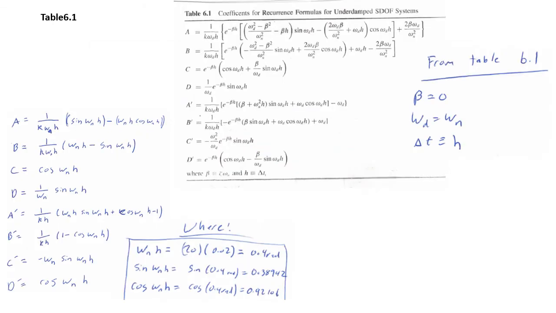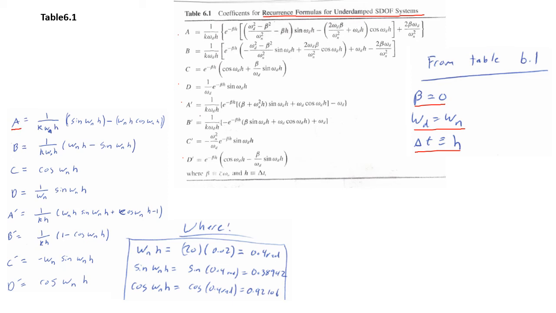So now we'll take a look at this table 6.1 here. This gives us the coefficient recurrence formulas for underdamped single degree of freedom systems right here. So we can see we have A through D, A prime through D prime right here, and the associated relations and expressions with each of those. Again, for us, we're going to say our beta is equal to 0, omega sub d is equal to omega sub n, and we're going to say our delta t is equal to an h value right here.